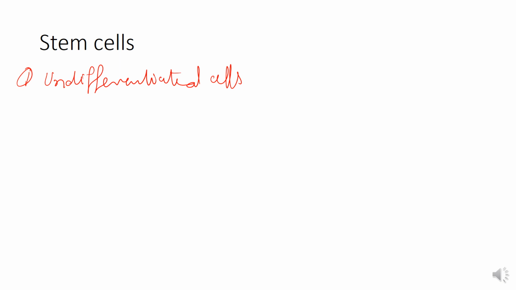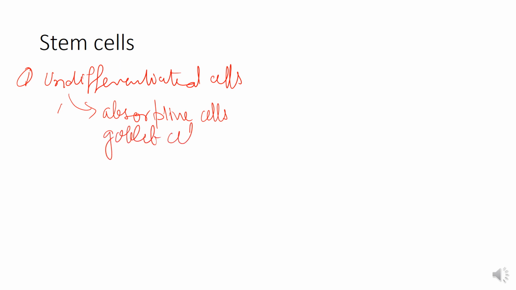Now, as the newly produced undifferentiated epithelial cells move upwards, they differentiate into absorptive cells. They can differentiate into goblet cells and the other component cells of the small intestine.